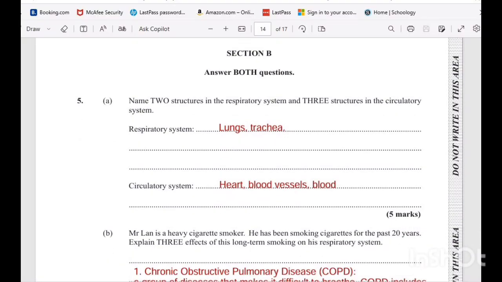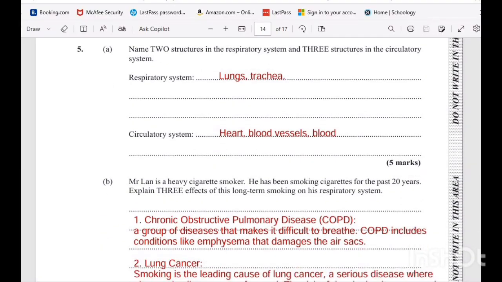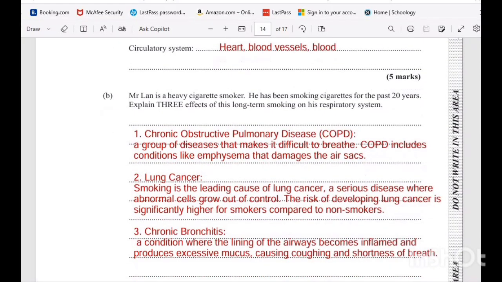Part B says, Mr. Lan is a heavy cigarette smoker. He has been smoking cigarettes for the past 20 years. Explain 3 effects of this long-term smoking on his respiratory system. Now, 1, he could develop chronic obstructive pulmonary disease. Now, if you can't remember all of that, remember COPD. And this is a group of diseases that make it difficult to breathe. COPD includes conditions like emphysema that damages the air sacs. So just know that COPD causes breathing difficulties.